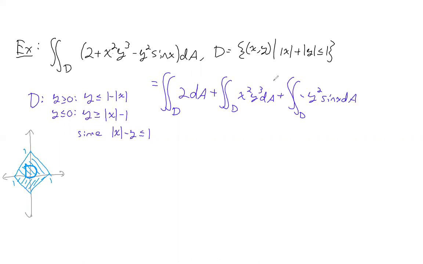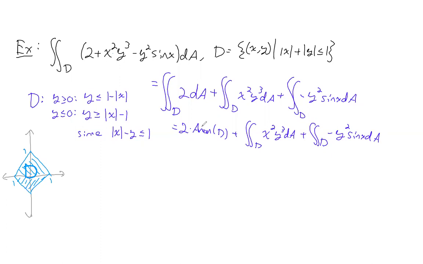Now, in this case, you really do want to use symmetry because, any way you do this, you're going to have to break this thing up into a couple different pieces, whether or not you do it directly as a type 1 or a type 2, and that's going to be computationally annoying. So in this case, we're going to break this up with symmetry. Now, this is 2 times the area of D plus the double integral over D of this function, x squared y cubed dA, plus the double integral over the function negative y squared sine x dA.